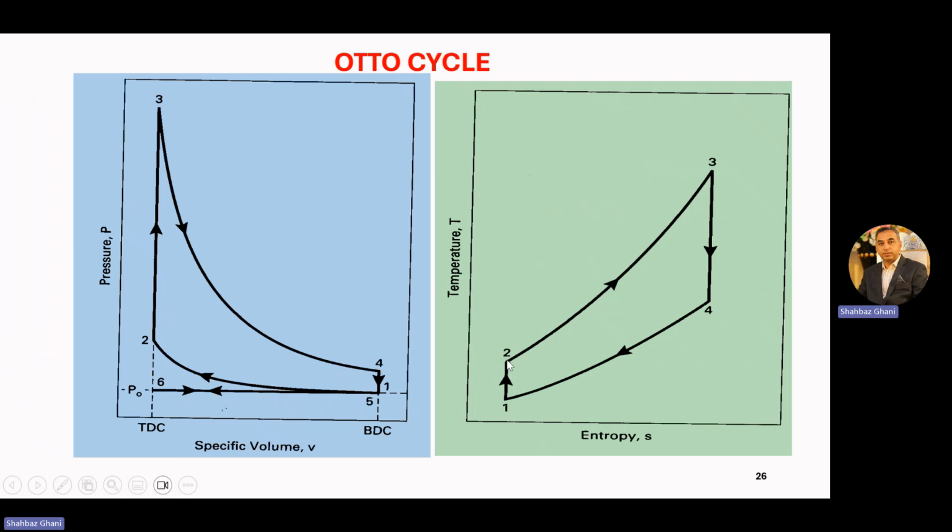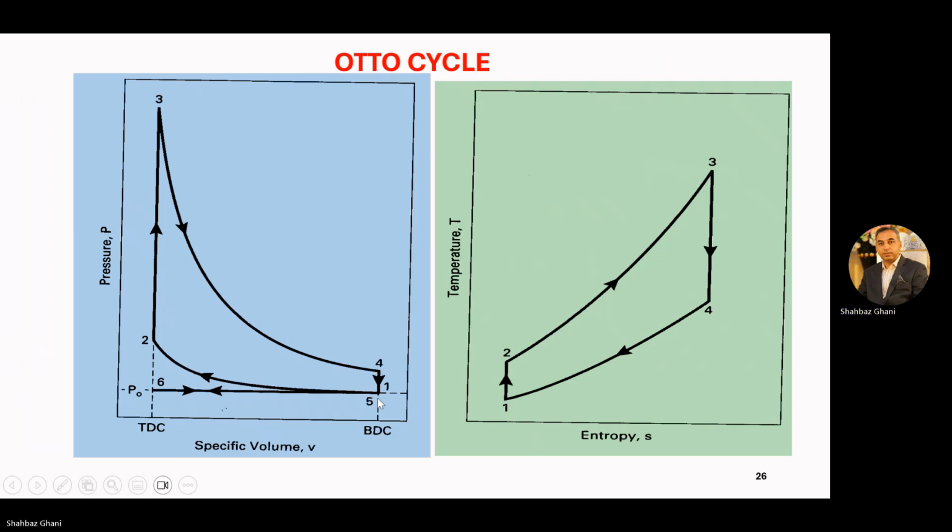Now at 2, you are having ignition and combustion. Okay, so the temperature and pressure are rising to the peak value, and your entropy is also increasing. Now, from 3 to 4, you have power stroke. Pressure is dropping, temperature is dropping. Okay, but here entropy remains the same.